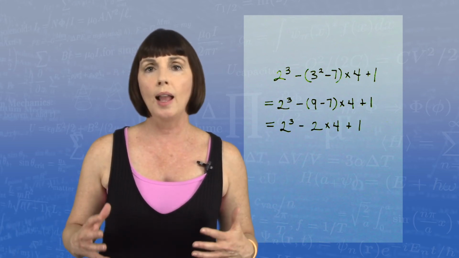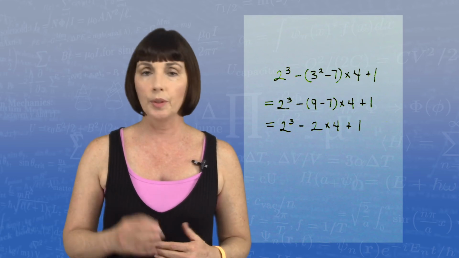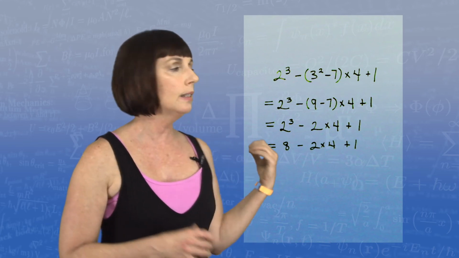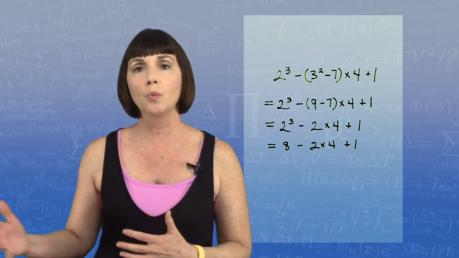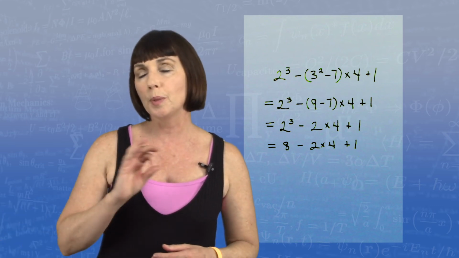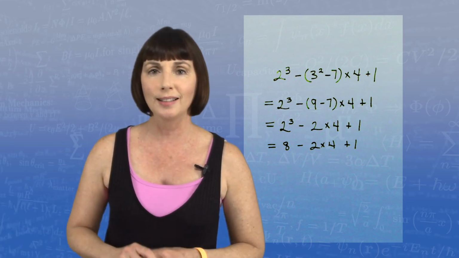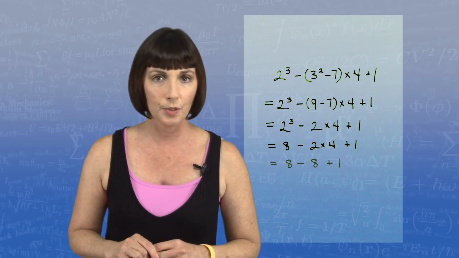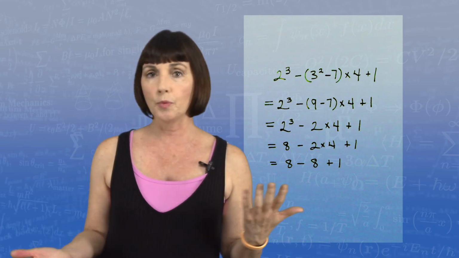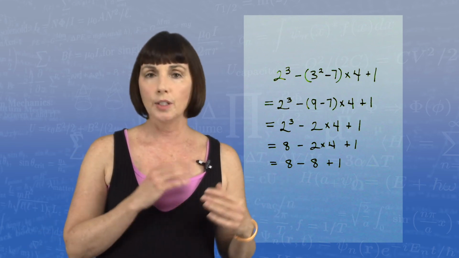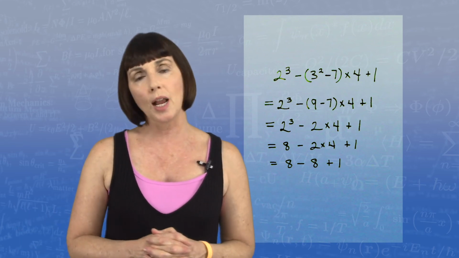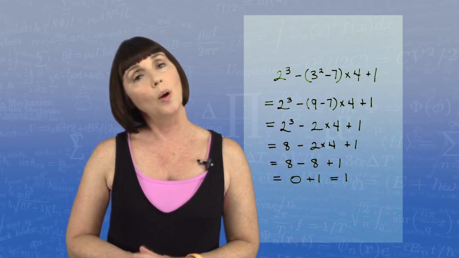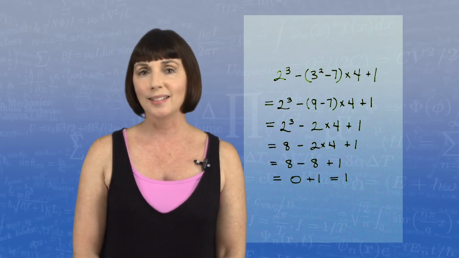All right, now I have exponents to deal with. So I'm going to do that next. 2 cubed is 8. So I have 8 minus 2 times 4 plus 1. Now I do multiplication and division from left to right. So I'm going to do that 2 times 4. That's going to be the next thing I do. So I get 8 minus 2 times 4 is 8, plus 1. Now I just go left to right with my addition and subtraction. 8 minus 8 is 0. 0 plus 1 is 1. So this simplifies to 1.